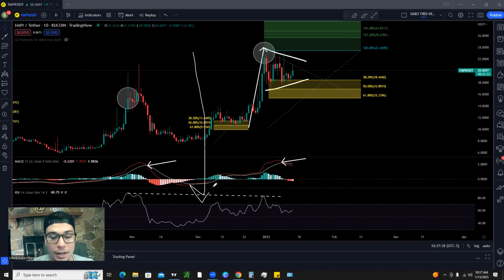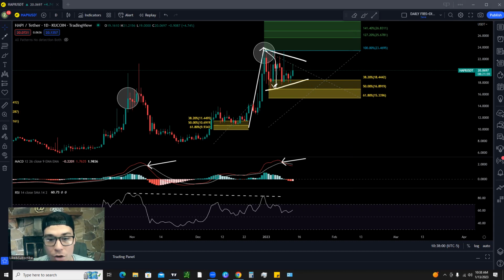The relative strength index should mirror this. We should be seeing the relative strength of this token increasing as well. But at this point where we have a high right here, we actually have a lower high on the relative strength index where we have a higher high on the chart. This is known as bearish divergence. It's an indicator we could see some bearish activity.